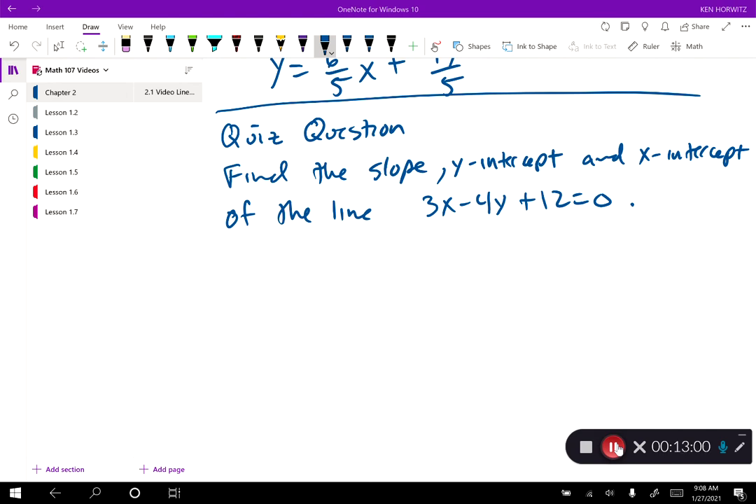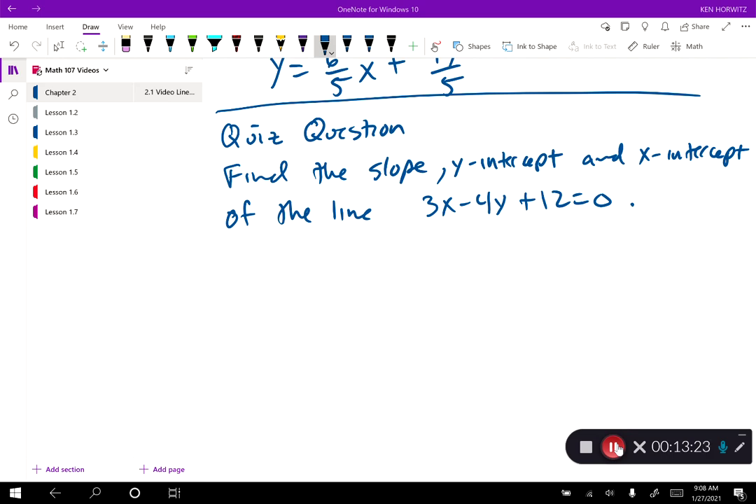All right, here's a question I've used on a quiz before. Find the slope, the y-intercept, and the x-intercept of the line 3x minus 4y plus 12 equals 0. Now here I've given you no points. And we're combining some concepts from multiple sections: x-intercept, y-intercept, as well as slope.